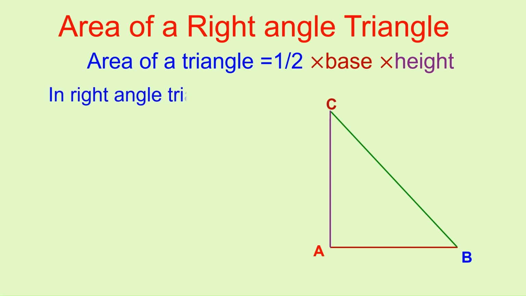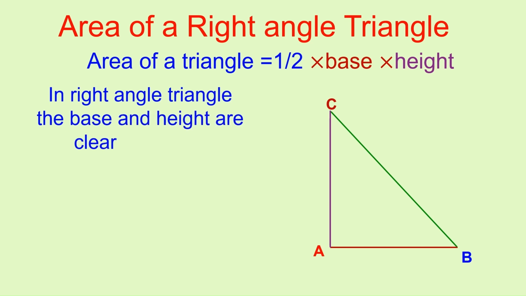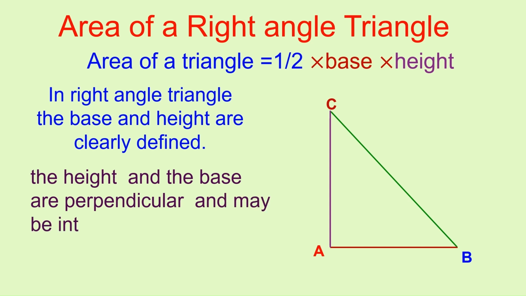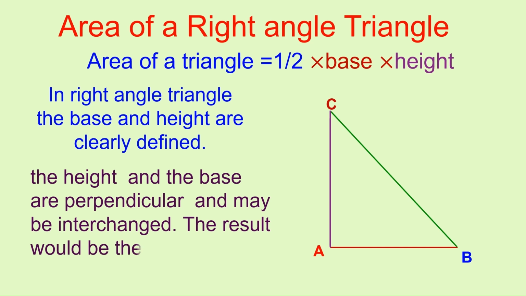In a right-angled triangle, the base and the height are clearly defined. The height and the base are perpendicular and may be interchanged while calculating the area of the triangle. The result would be the same.